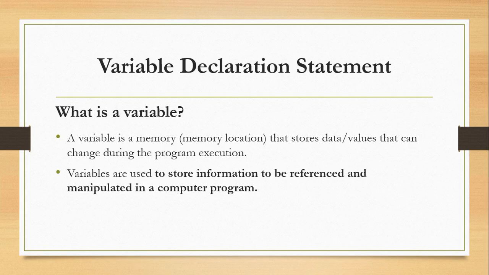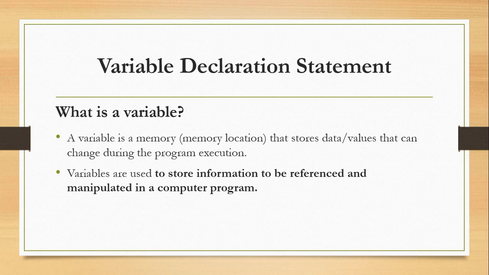In a nutshell, we can say variables are used to store information to be referenced and manipulated in a computer program. Just like the layman explanation I just gave, you can use a variable to store data, and the data will be referenced as the computer program is being executed. That is what variables are meant for.